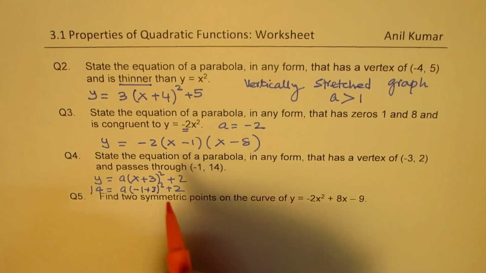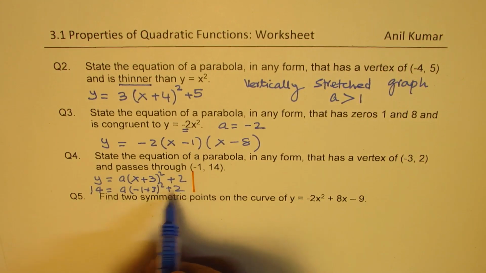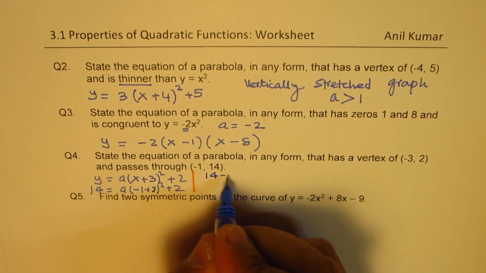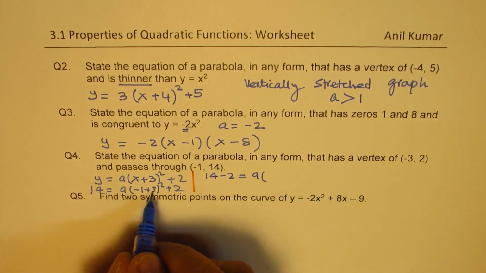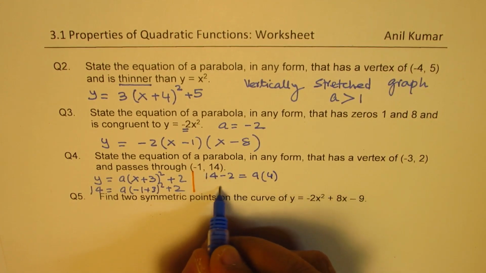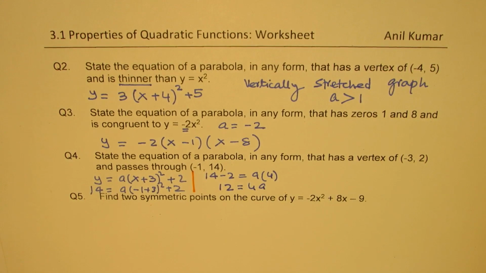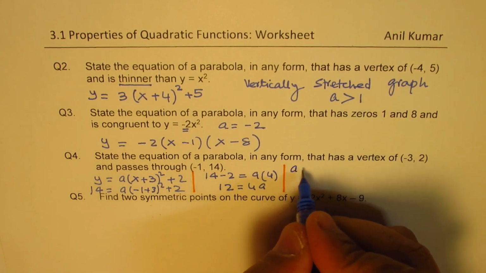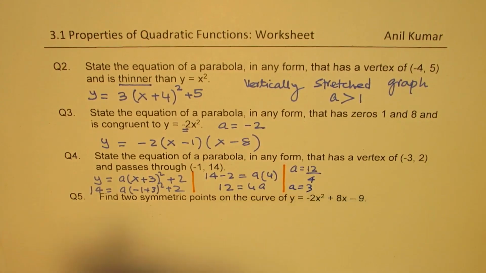So let's continue. Let's bring this 2 on this side. So we have 14 minus 2 equals a times minus 1 plus 3 is 2. 2 square is 4. 4a, right? 14 minus 2 is 12 equals 4a. And that gives you the value of a as 3, right? So we get a equals 12 over 4. So that means a equals 3.